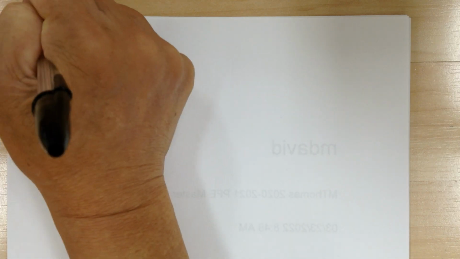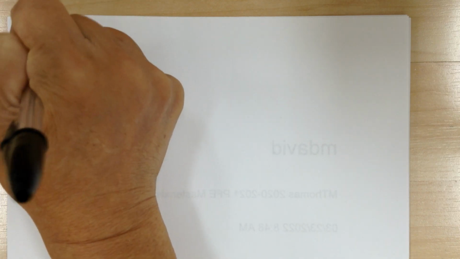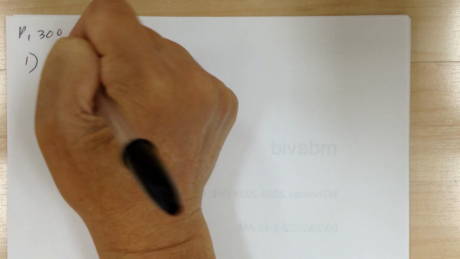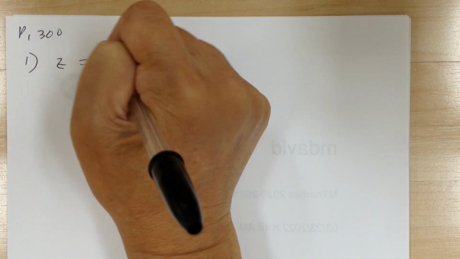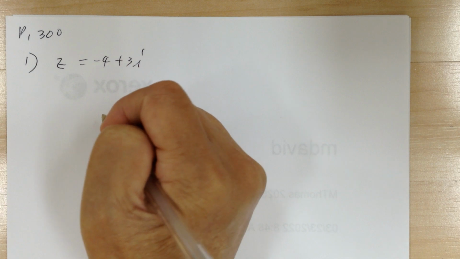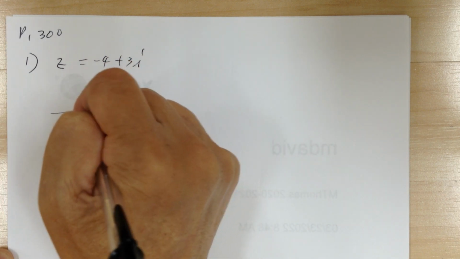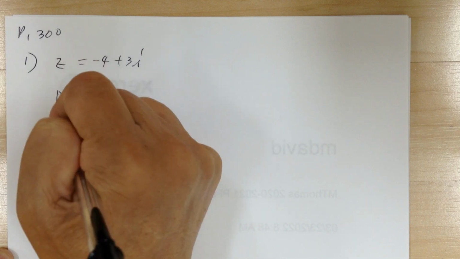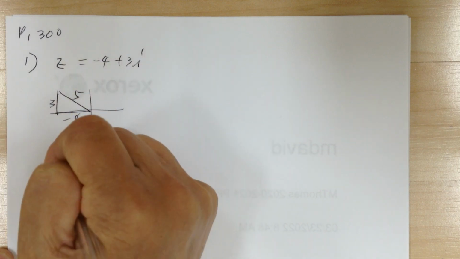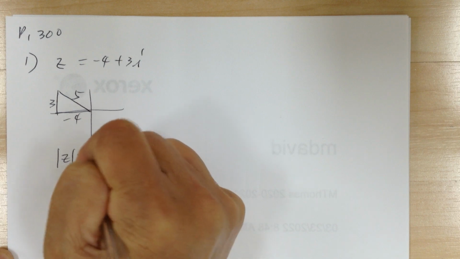Okay, let's go to page 300 and let's do number 1. So you got z equal to -4 plus 3i, and you're looking for the absolute value of z. Again, this one you go -4, 3, right? -4, 3, so it's 5. So the absolute value of z equals 5, and that's it.